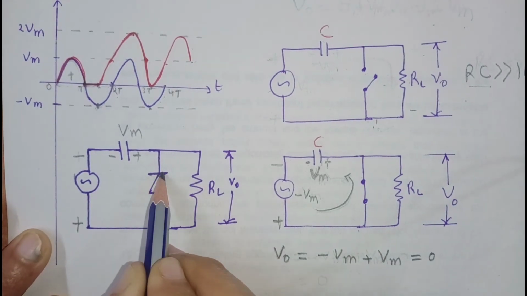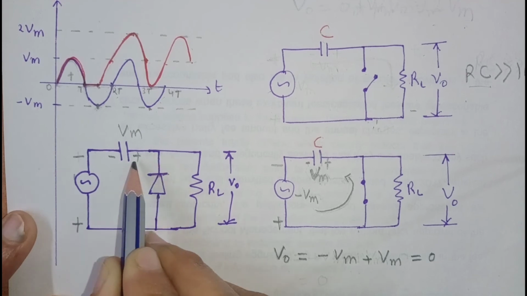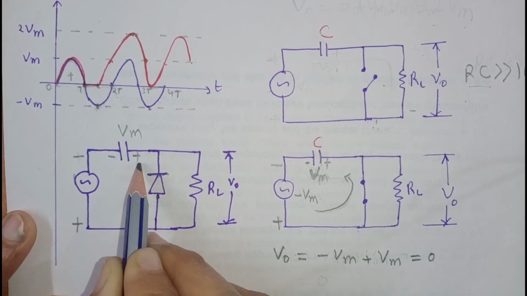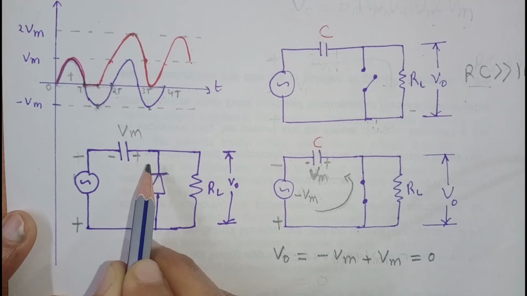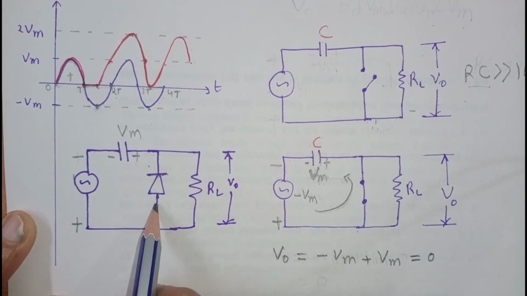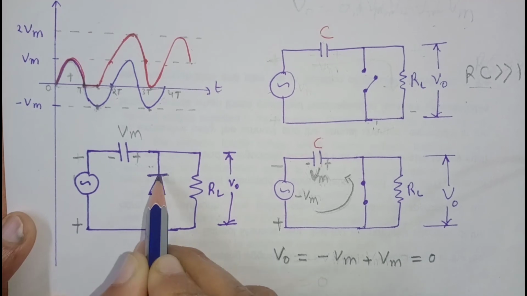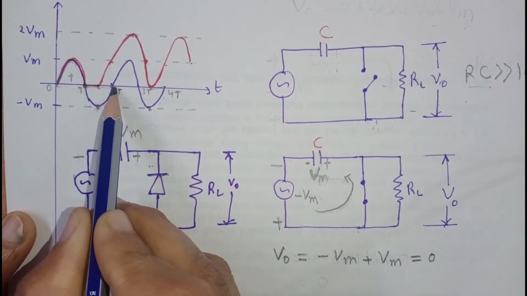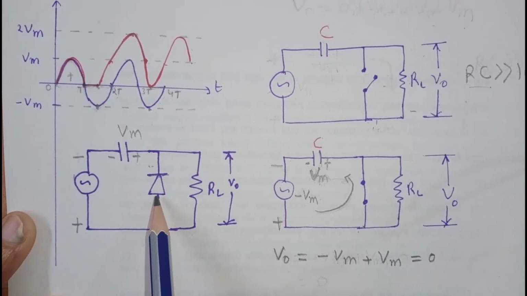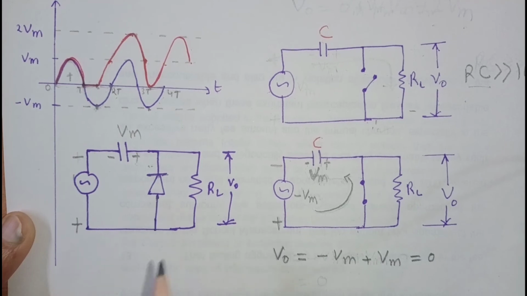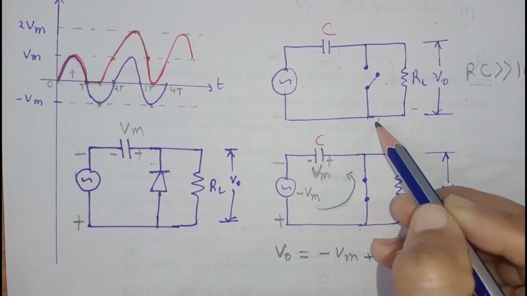In the negative region, the cathode of the diode sees plus Vm voltage, which means the voltage here is more than the voltage here. Here the voltage is plus Vm. So this diode will be reverse biased for this period of time. The diode will act as an open circuit, and the equivalent circuit will look like this.